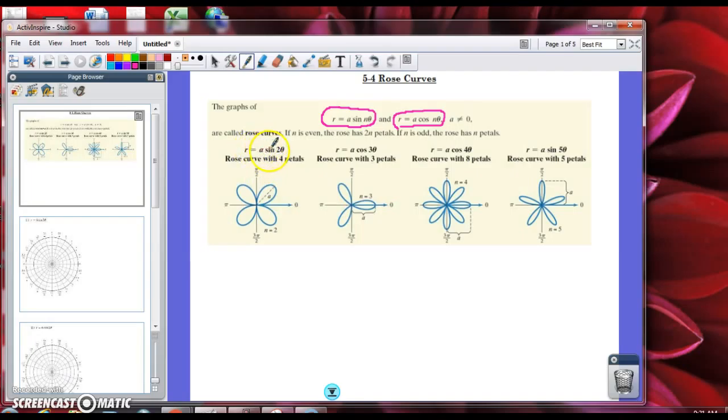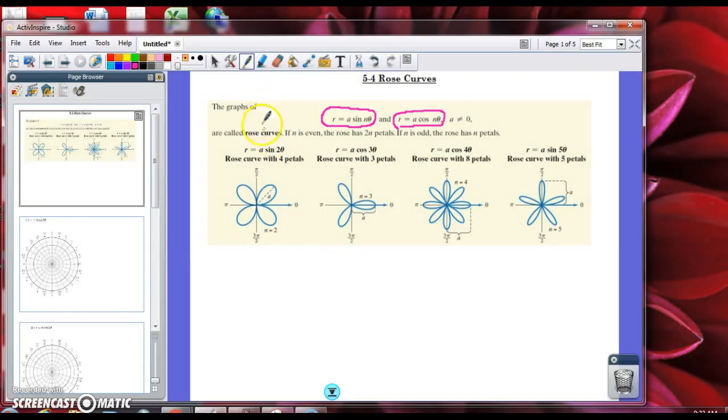The first one, r equals a sine 2 theta. Because 2 is even, you double it, and that tells you how many petals you have. There's 4 petals. 3 theta, a cosine 3 theta. Since 3 is odd, there's only 3 petals. You'll see that there. 4 theta means there's going to be 8 petals. 5 theta means there'll be 5 petals. Okay, so that's really important.